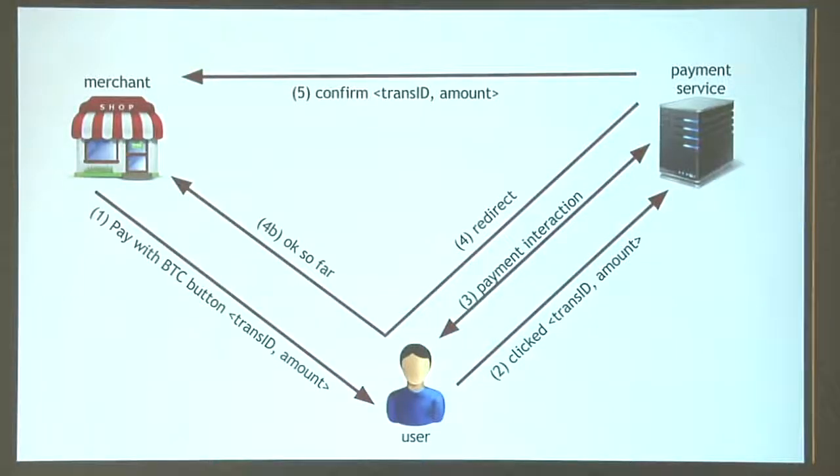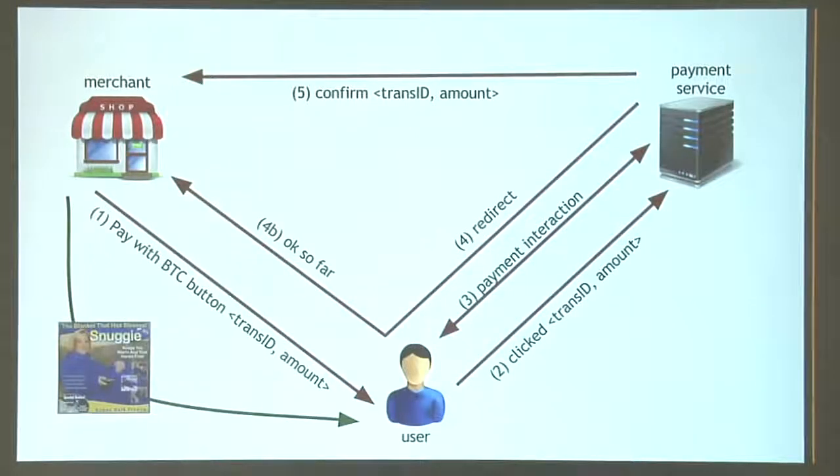So once that happens, now the merchant knows that the payment is confirmed, and they can go ahead and allow whatever the item is that this user bought to be shipped out to the user. And then the user will eventually get the item, and everyone is happy. So this is a typical kind of flow.